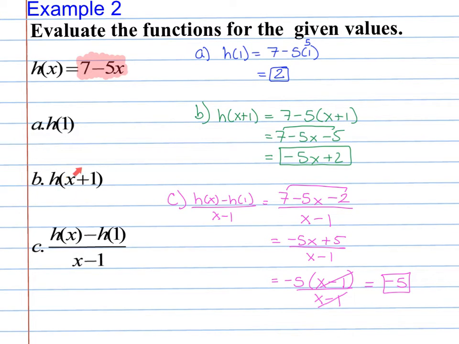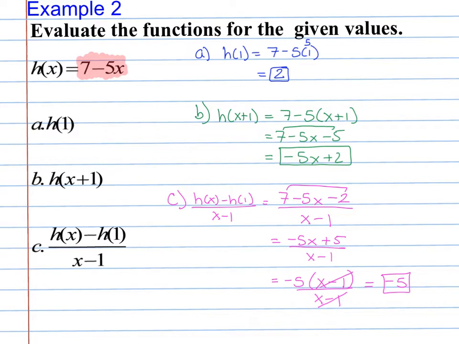For B, your new x is x plus 1. So now this x became x plus 1. You're going to distribute that negative 5 to everything inside the binomial. Once you get that, you're going to combine your like terms and write it in standard form, and that would be your answer.